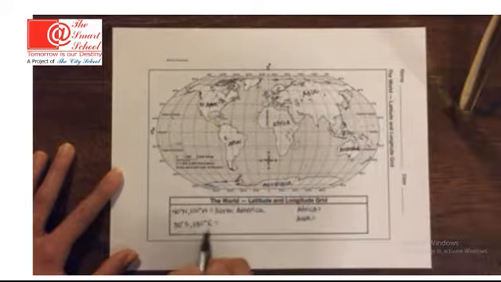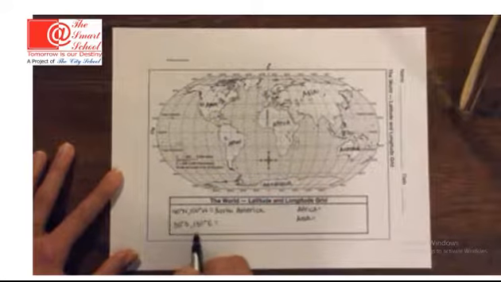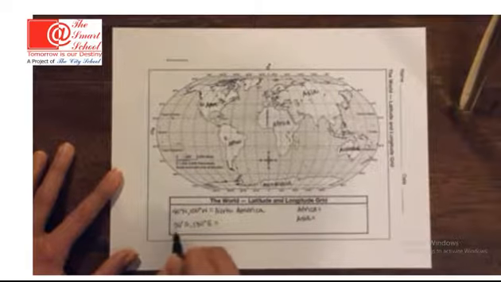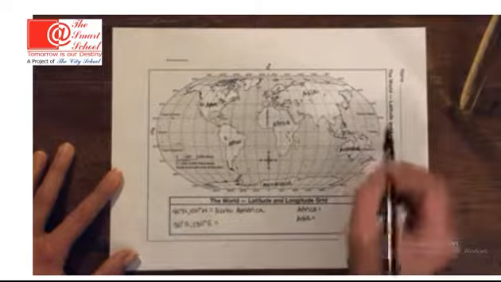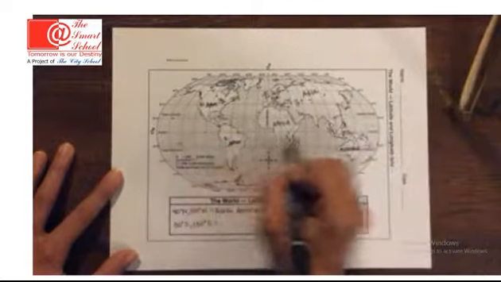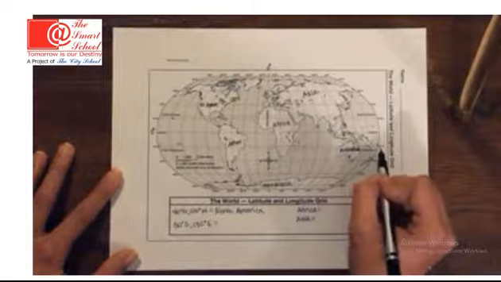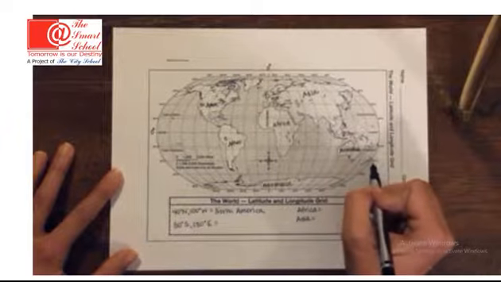For my second example, I have 30 degrees south and 130 degrees east. Again, it's latitude first, so I can go to my equator. This time I'm going south, so I know that I need to count down. So I have 20 degrees south, 40 degrees south, and 60 degrees south.